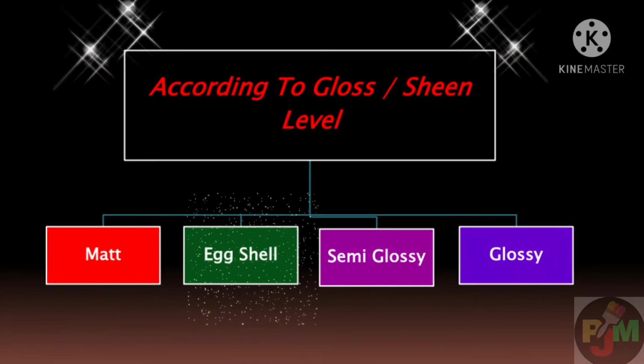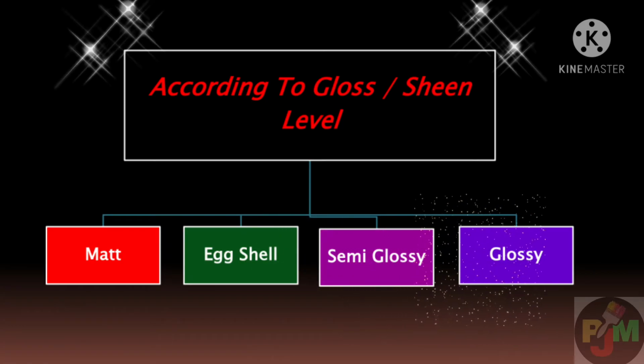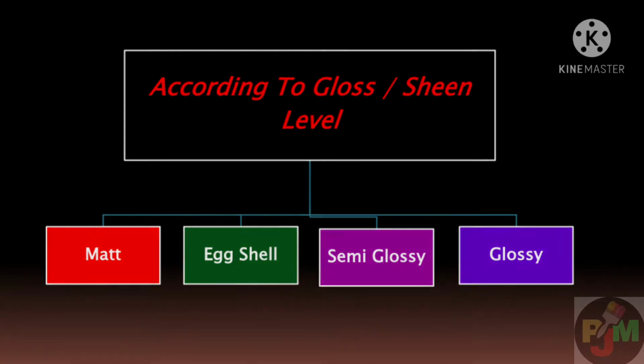Classification based on the gloss and sheen level of a final paint. In the paint industry, the term gloss or sheen refers to the shininess of paint finish. It has a direct impact on how your paint shade looks. Paint sheen not only impacts the look but also the durability, moisture resistance and maintenance of the coating.